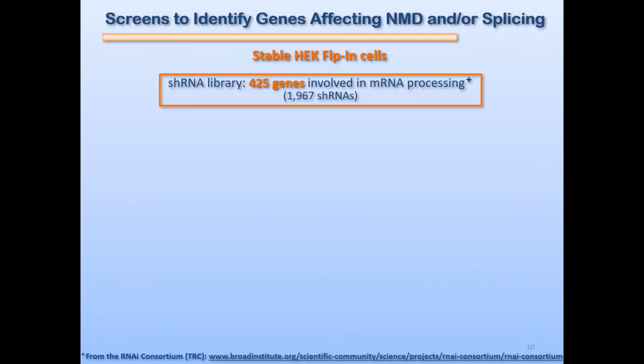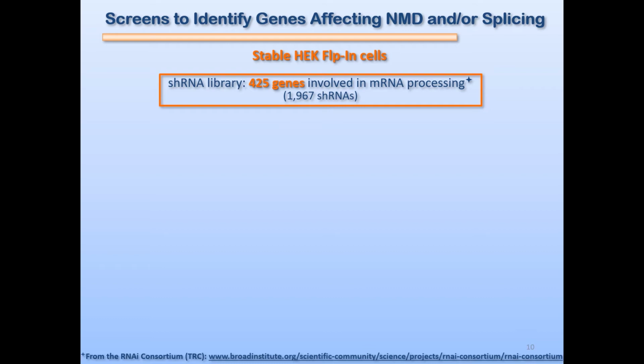So we use this construct, which we just characterized, in screens to identify genes that affect NMD and or splicing. Why splicing? Because, as I said in the beginning, the NMD process is actually coupled to the splicing because of the presence of the EJC complex. So to this end, we have used stable Flp-In HEK cells. Flp-In means that our construct is actually inserted in a particular region of the HEK cell's genome.